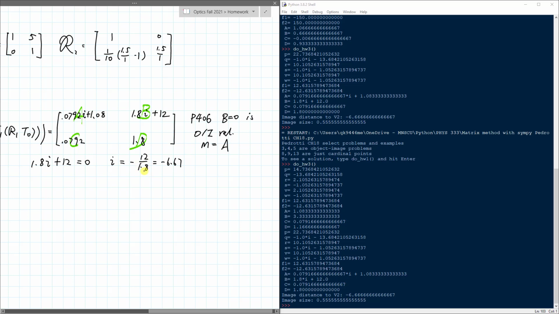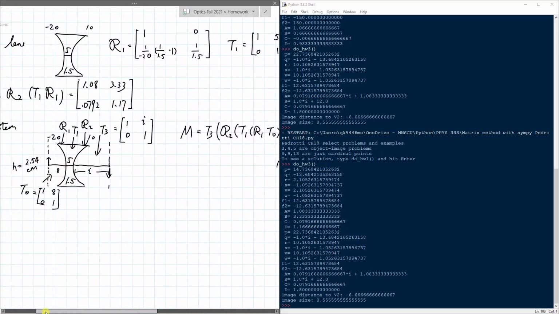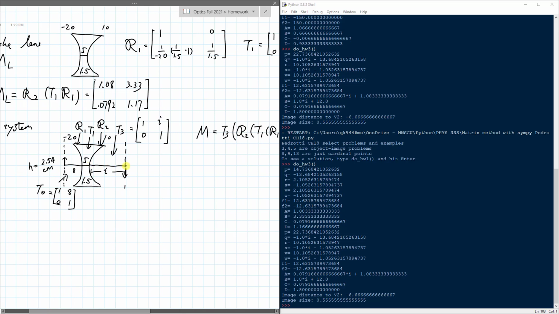3 times 6.6, and that's 3 times 4. Yeah, okay, I got it. So that is the distance, which means it's on the left side of this, measured from the output plane, because that's how we constructed our system. From the output plane, extended that distance I. So it's from here, 6.1 to the left.